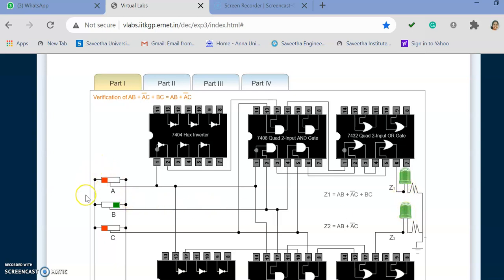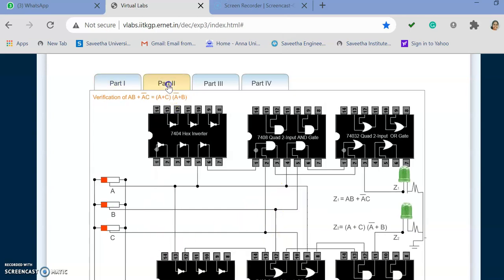So for different combinations of ABC, since we have got 3 inputs, we can have 8 combinations. So for different combinations of ABC, we can check the values of Z1 and Z2. So this is how we can proceed with our virtual lab. When you move on to part 2, again this is for another set of expressions. Here also you can verify with different inputs and check our outputs.